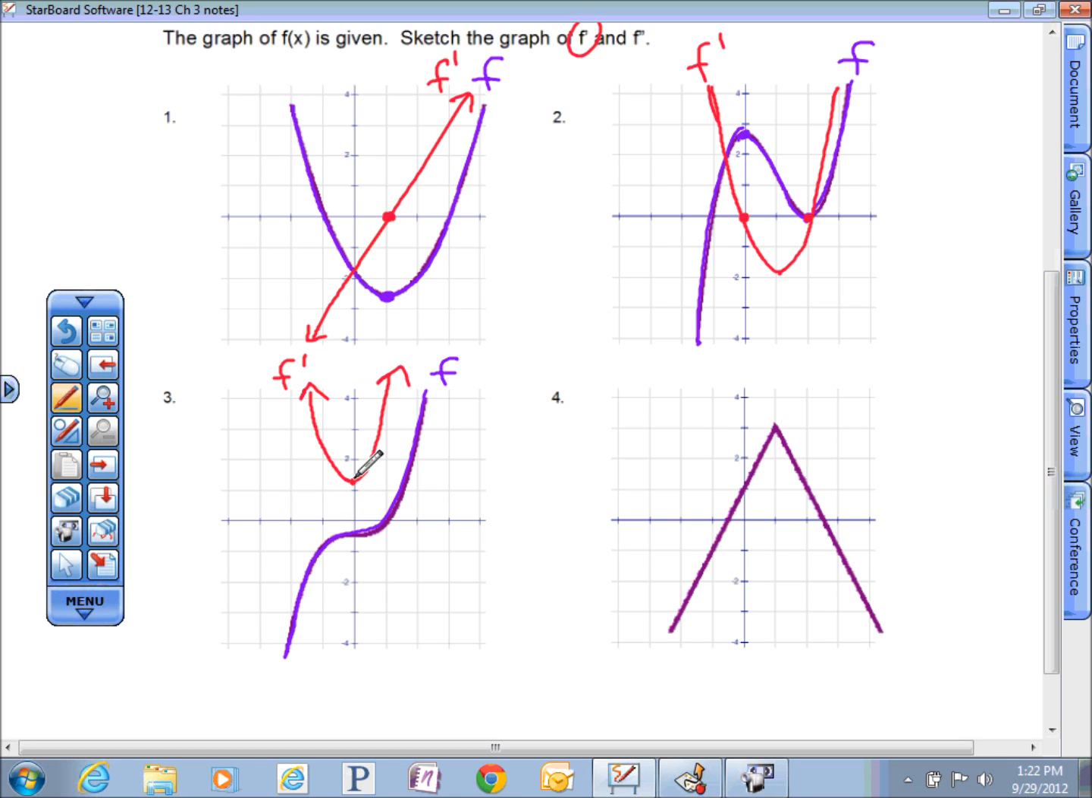We'll talk about that in a sec. Okay, and then this number 4. Number 4, I see an absolute value function that's upside down, but I want to look at it one piece at a time. If I look at just this piece, the function's increasing and linear.